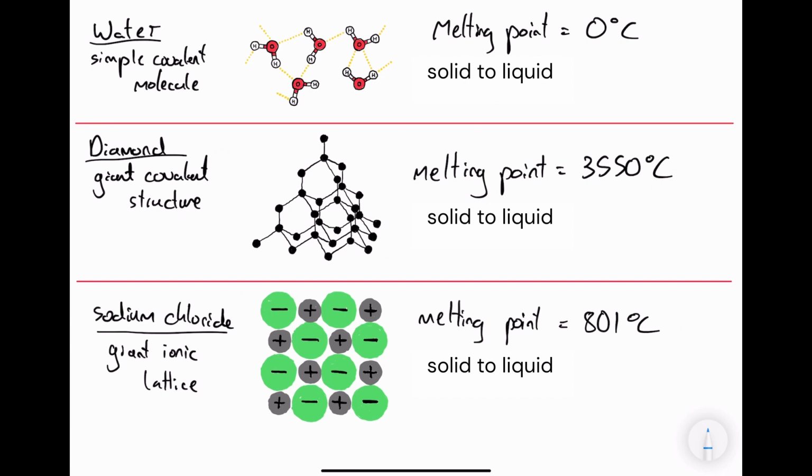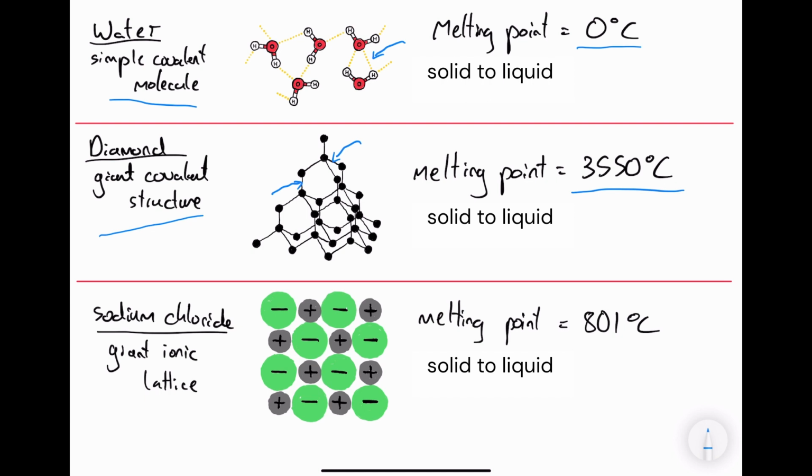Let's compare the melting points of three different substances that have different atomic structures. Water is made of simple covalent molecules, and to melt ice, we need to overcome the intermolecular forces of attraction between the water molecules. Because these are relatively weak, the melting point of water is relatively low at 0 degrees Celsius. In diamond, it forms a giant covalent structure of carbon atoms, and there are many strong covalent bonds between the carbon atoms. So in order to overcome these, we need a large amount of energy. So diamond has a very high melting point of 3,550 degrees Celsius.